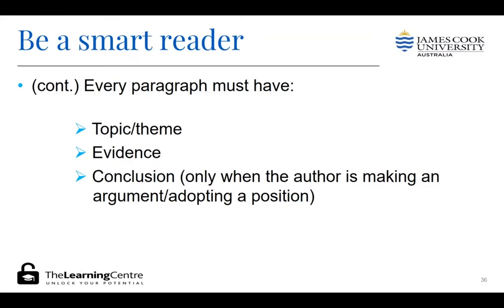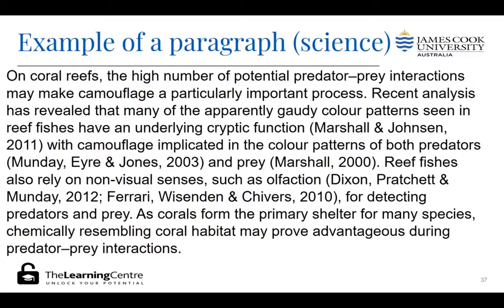Another thing to know about being a smart reader is that every paragraph must have a topic or theme, it must include evidence with references, and it must have a conclusion when an author is making an argument or adopting a position. In this example paragraph, the topic sentence expresses what the paragraph is about.